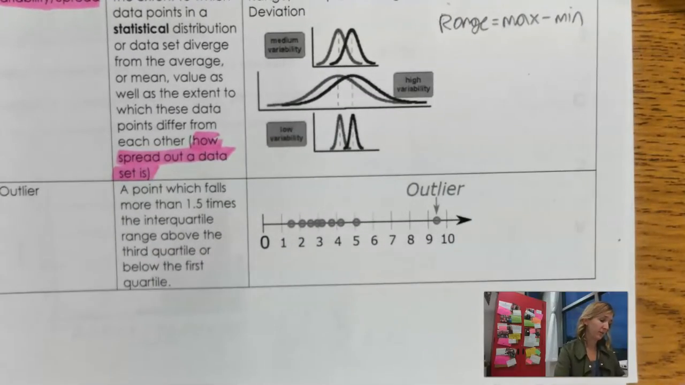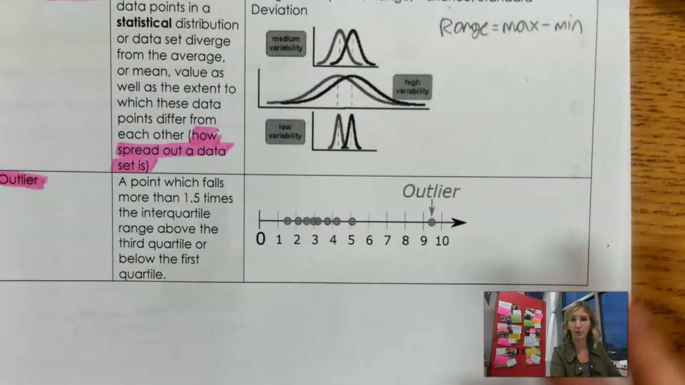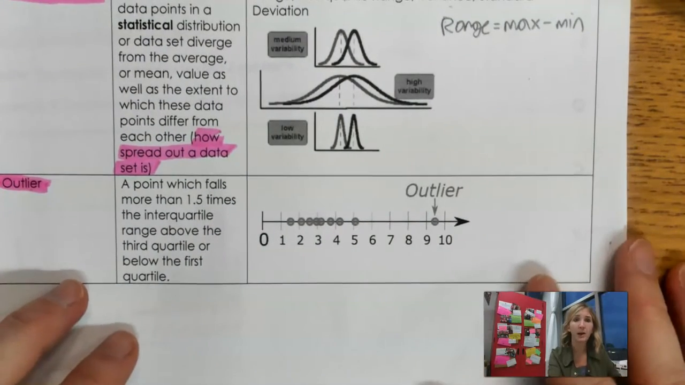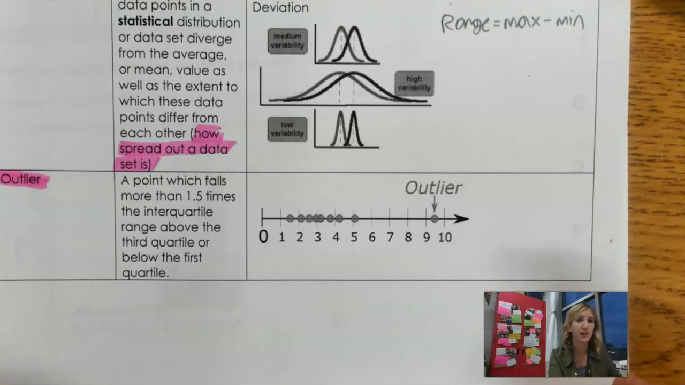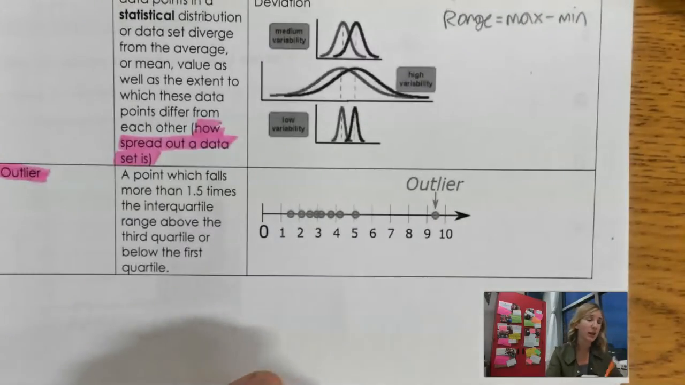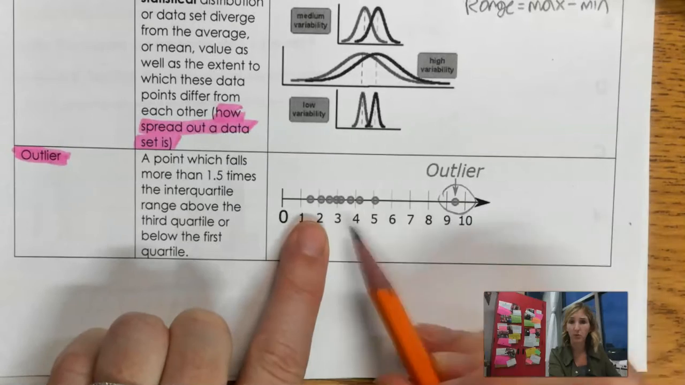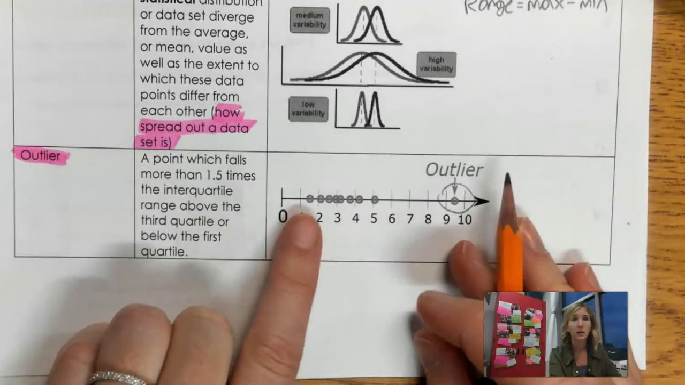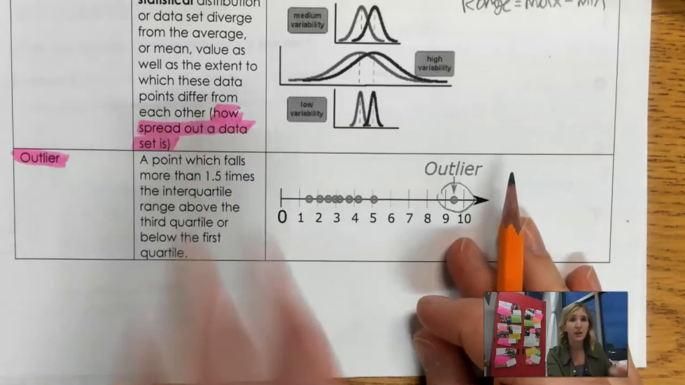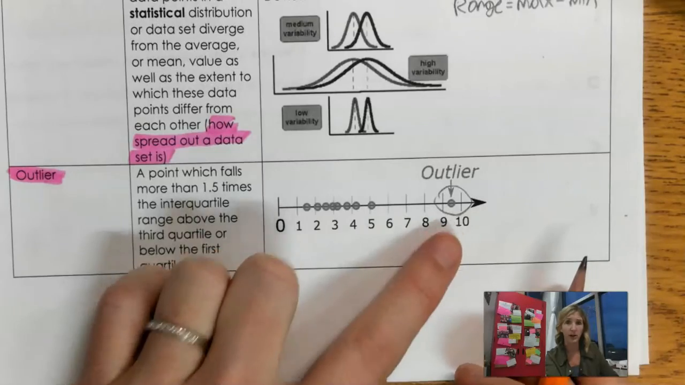All right, outliers. An outlier is an unusual feature, right? It's not a typical data point. And it's a point which falls more than 1.5 times the interquartile range above the third quartile or below the first quartile. Don't worry about that specific definition right now. I just want you to get used to seeing what an outlier looks like. Do you see how an outlier is far away from the main cluster of data? So again, we'll be calculating outliers in the future. This is more to get used to what the distribution looks like, okay? So this is the outlier.